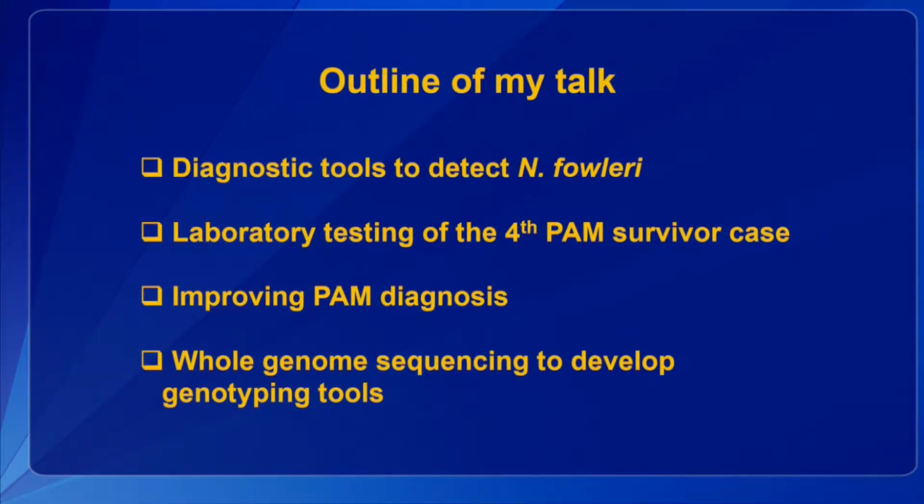And so this is the outline of my talk. Today, I'll talk about some tools that are available for Naegleria fowleri detection. And then I'll talk about the laboratory testing that we performed on the Sebastian case. And I'll talk about how we can improve PAM diagnosis. And finally, I'll briefly talk about our whole genome approach to develop new genotyping tools.